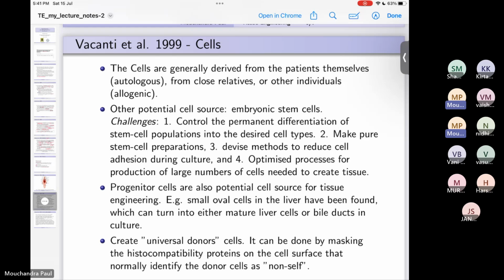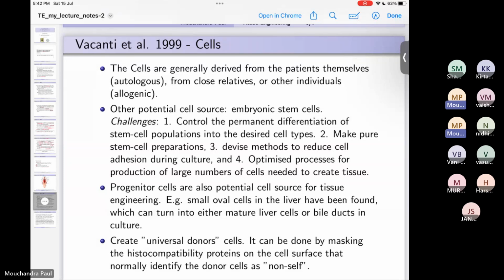Another potential cell source is the embryonic stem cells. The use of embryonic stem cells hasn't become legal actually. All the studies that you'll see are at lab scale. It hasn't gone up to the clinical stage yet, because a lot of ethical issues also come into play. People will start asking whether it is ethically or morally correct to use this kind of stem cells.